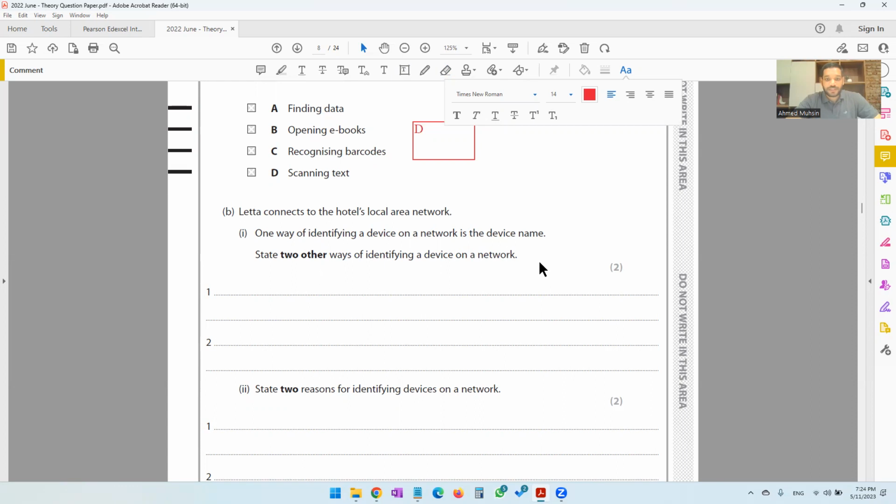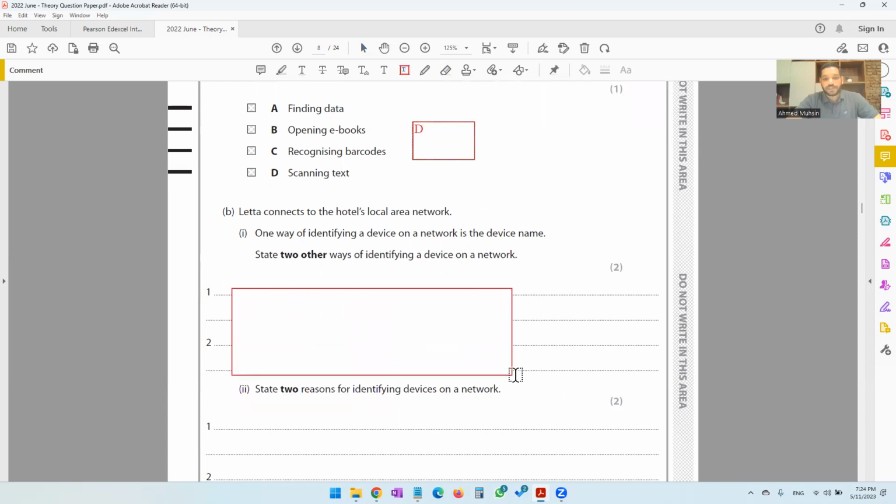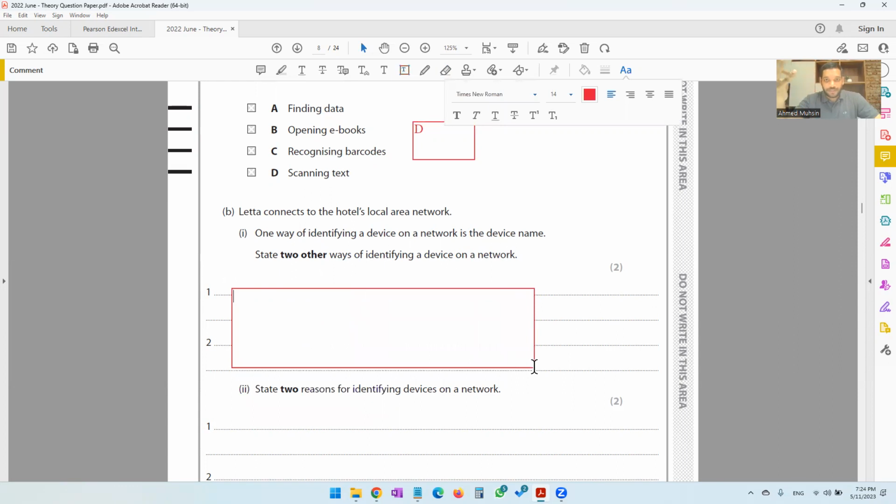State 2 other ways of identifying a device on a network. Whenever you connect to a network, there are 3 things that will be recorded. Number 1 is your device name. Based on your device name, you can be identified on a network. Next is your device's IP address. Every laptop, every tab that connects to a network will automatically be given an IP address. When you connect to a network, your IP address is recorded.